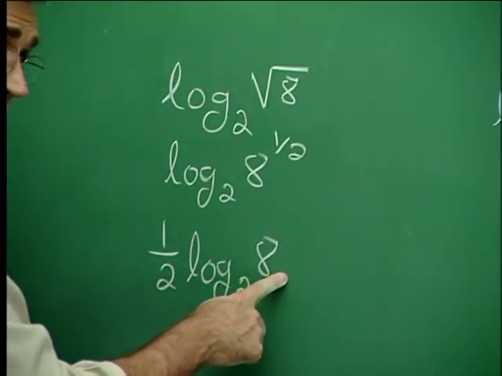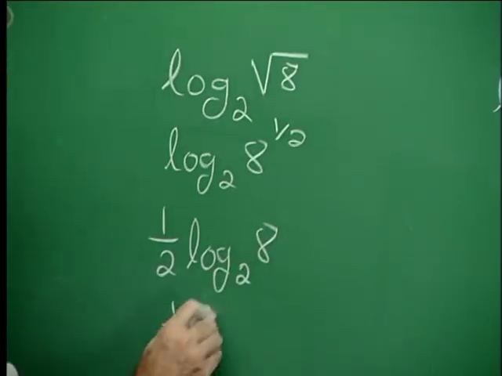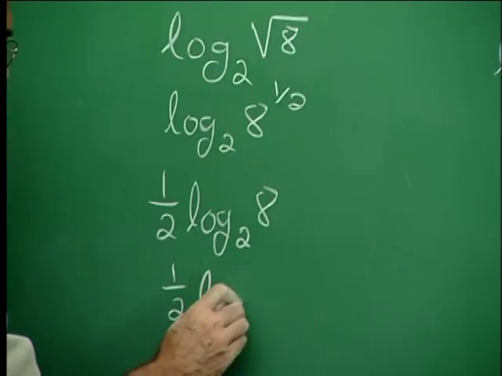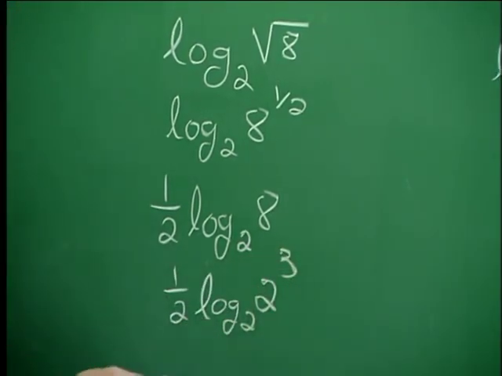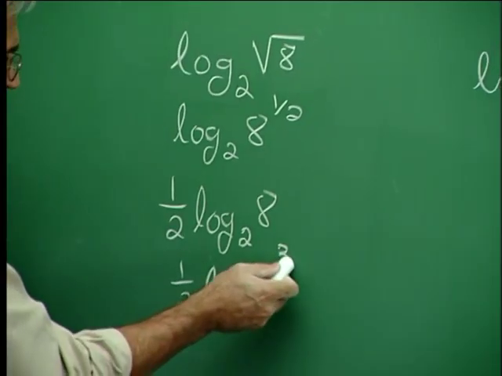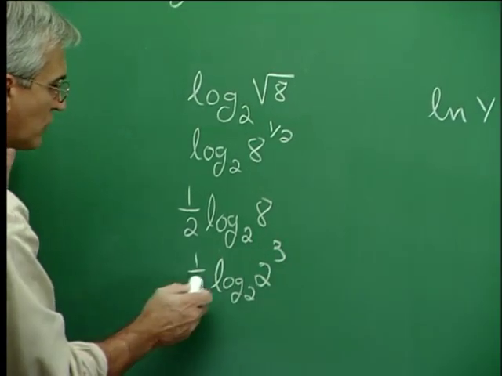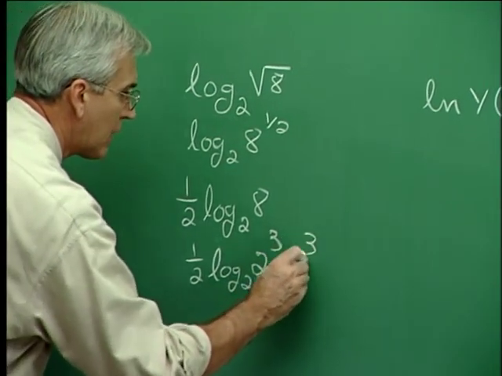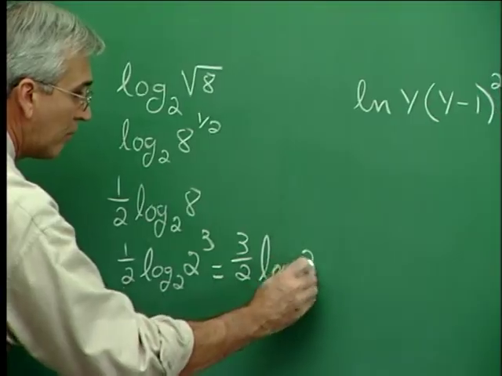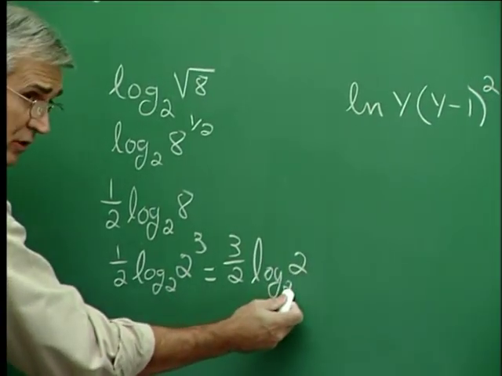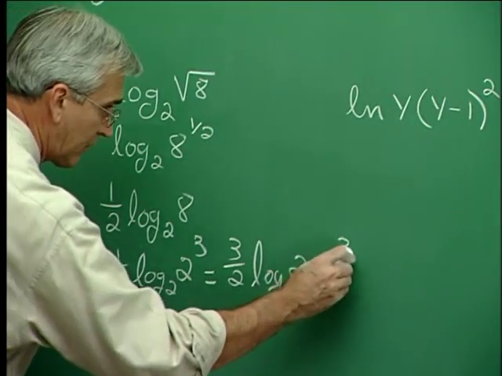Aha, but 8 has multiple factors in it. I can rewrite 8 as 2 cubed. So I have log base 2 of 2 cubed. Oh, I can use the power property again. 3 then becomes another coefficient out here. So this becomes 3 times 1/2, or 3 over 2 log base 2 of 2. But when these two numbers are alike, we know that this becomes 1, and so this is simply 3 over 2.